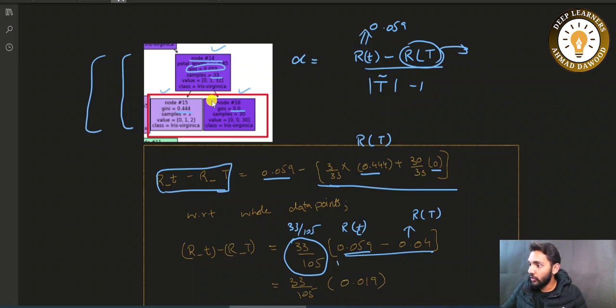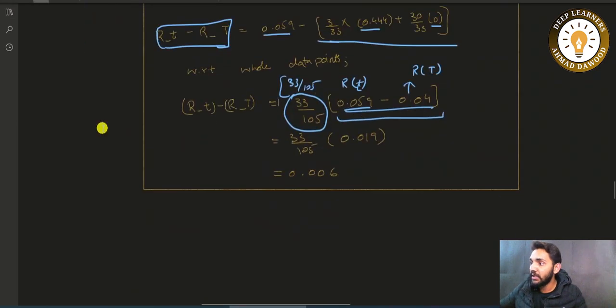And this whole will be the Gini impurity, decrease in Gini impurity. Then we have multiplied with the proportion of that non-terminal node with respect to whole number of points. And we get here, this is the 0.006. This is the decrease in impurity with respect to whole tree. So alpha will be 0.006.